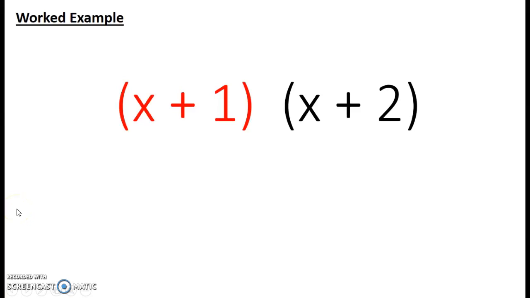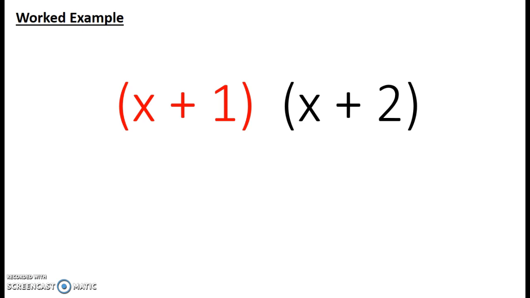Hello everyone, if you are watching this worked example, well done to you all, and this is probably the hardest type of expanding brackets that you will get. And here you can see you've got two brackets, not just a term outside the bracket anymore. You've got two brackets to multiply by each other.